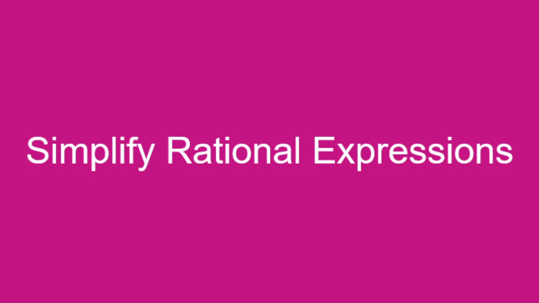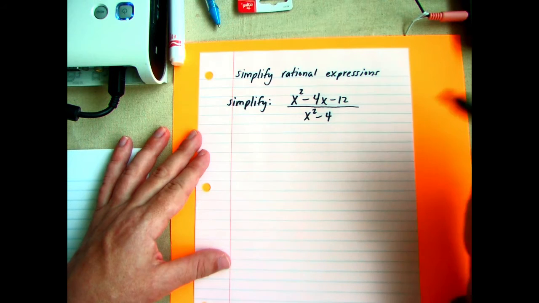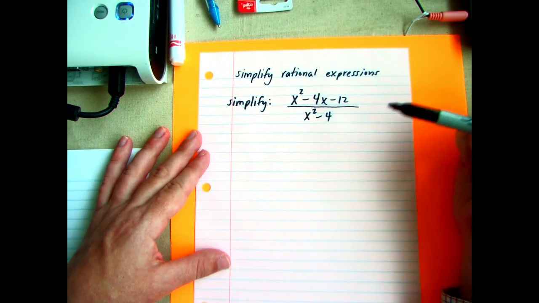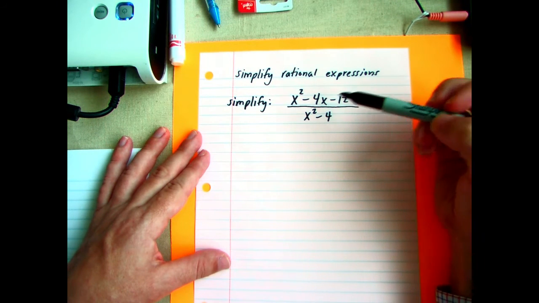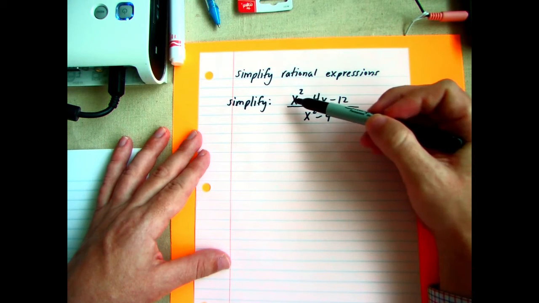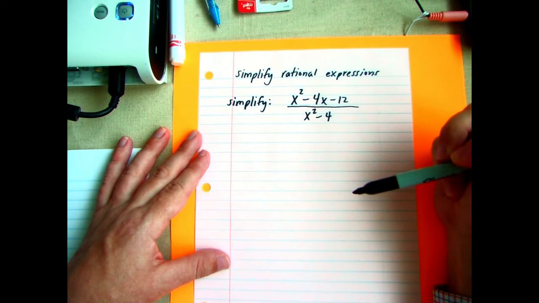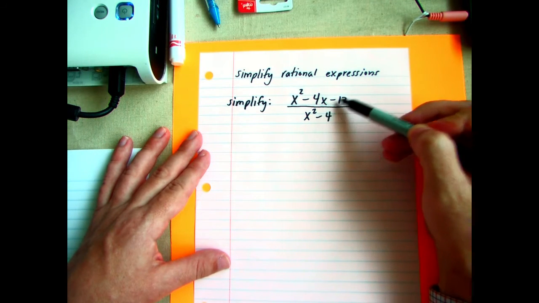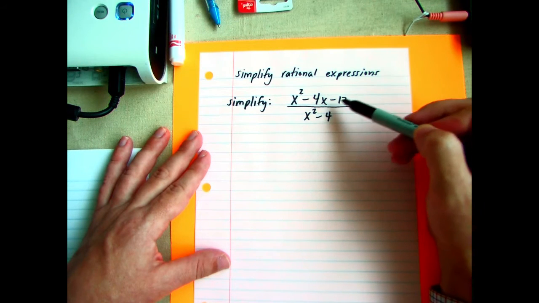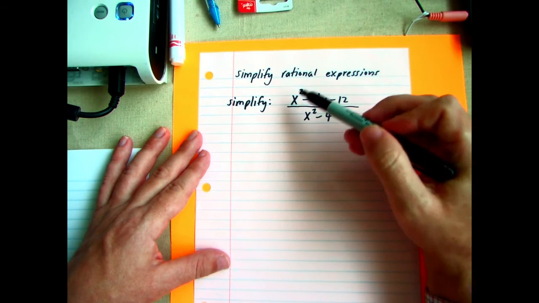So in this video, we're going to simplify some rational expressions. So for your first example here, I want you to simplify x squared minus 4x minus 12 all over x squared minus 4. Now, the immediate impulse for a lot of students is to cancel that x squared and x squared. Or even they say, oh, 12 and 4 are nice, that can reduce to 3, right? Well, these are both incorrect.